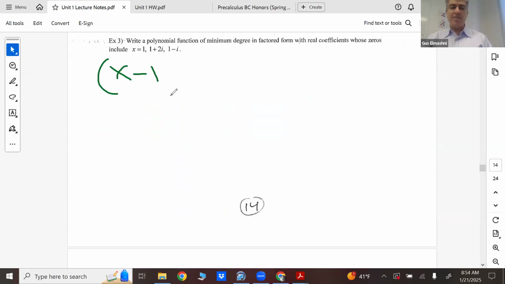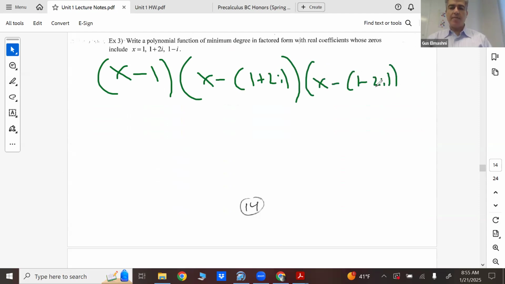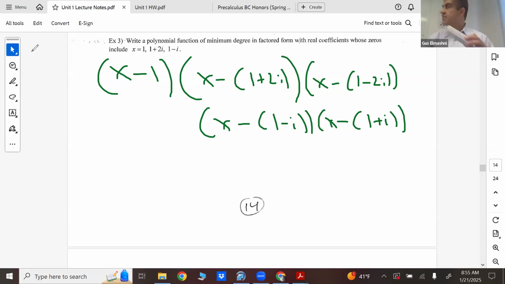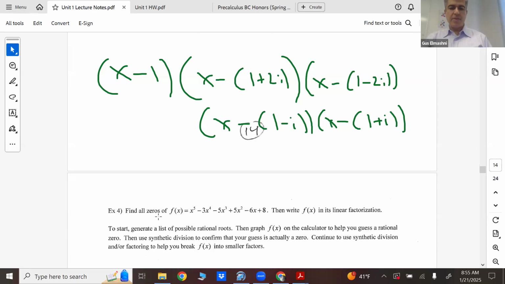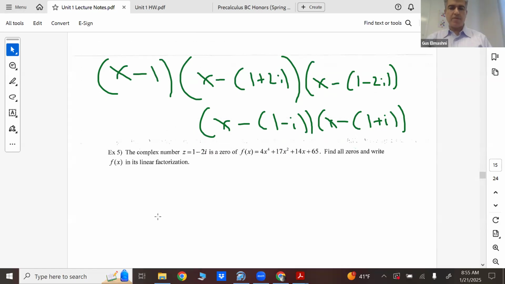So you have x minus 1. You can have x minus parentheses 1 plus 2i. x minus parentheses 1 minus 2i. x minus parentheses 1 minus i. x minus parentheses 1 plus i. All right, have at it. I'll do it as well. I'll give you a few minutes to do that one before we move on to pages 15 to 16.